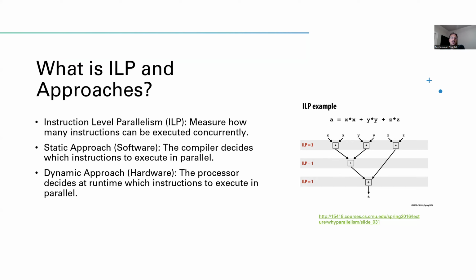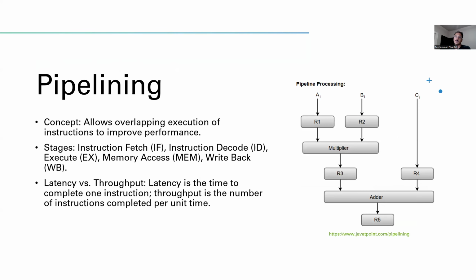Next, we'll be talking about a new thing which is pipelining. Pipelining is a concept which allows overlapping of execution to improve performance. There are stages to it: instruction fetch, instruction decode, execution, memory access, and write back. There are also two measures, latency and throughput. Latency is the time to complete one instruction. The throughput is the number of instructions completed per unit time.